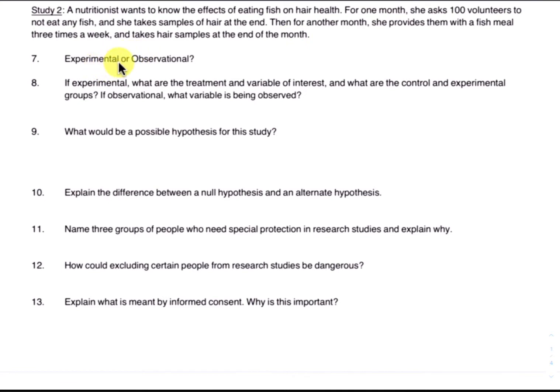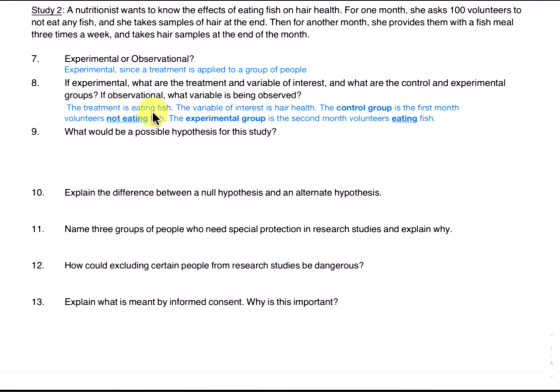Is this experimental or observational? This is definitely experimental since a treatment is applied to a group of people. Number 8. Since this is experimental, what are the treatment and variable of interest, and what are the control and experimental groups?